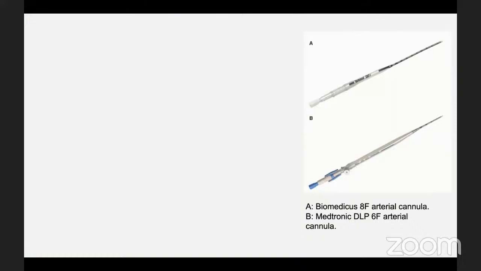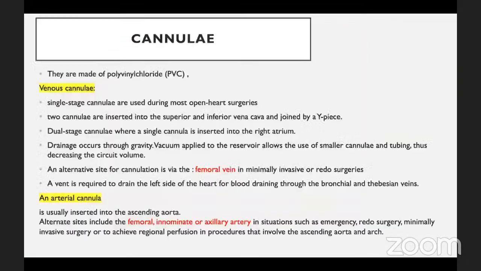Okay, let's go back to the old slides. Yeah, cannulae. Okay. What is the minimum weight for a baby to be put on femoral cannulation? Okay, remember it. It's 10 kilos.